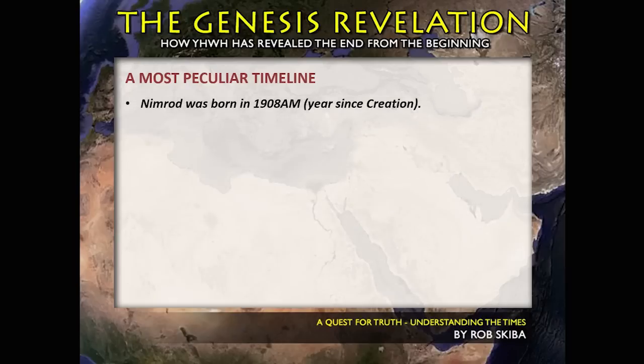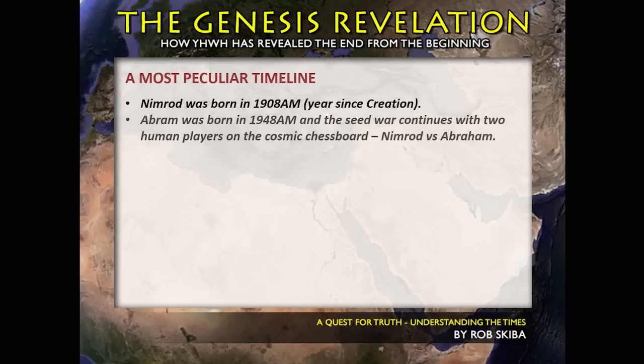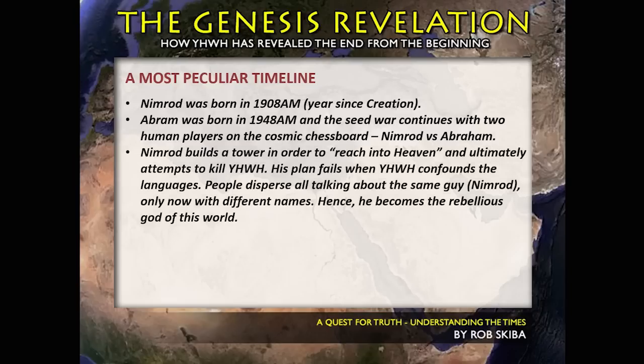Nimrod is born in 1908 A.M., or a year since creation. Abram is born in 1948 A.M., and the seed war continues with 2 human players on the cosmic chessboard, Nimrod versus Abraham. Nimrod builds a tower in order to reach into heaven and ultimately attempts to kill Yahuwah. His plan fails when Yahuwah confounds the languages.